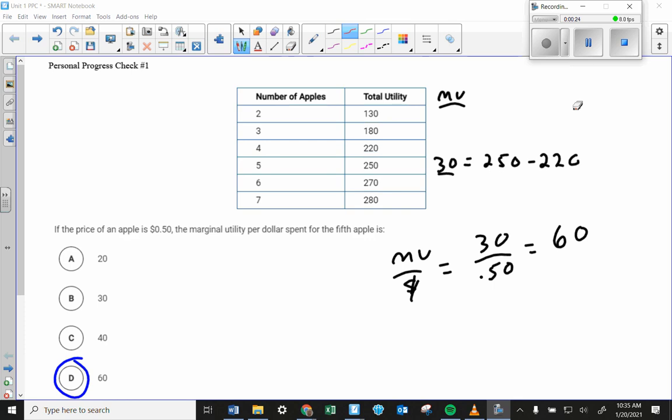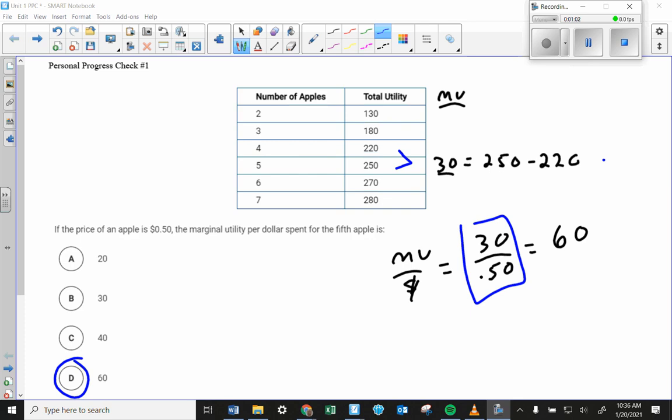Number 1 says if the price of an apple is 50 cents, the marginal utility per dollar spent for the fifth apple is. So all you're doing is just plugging in the numbers. You first have to calculate the marginal utilities. Remember, marginal utility is the change in total utility. So for the fifth apple, it's 250 minus 220. I've got it written right over here. 250 minus 220 is 30. So that's the marginal utility, which is the top number. It costs 50 cents. So 30 over 0.5 is you just multiply times 2, and the answer is 60.